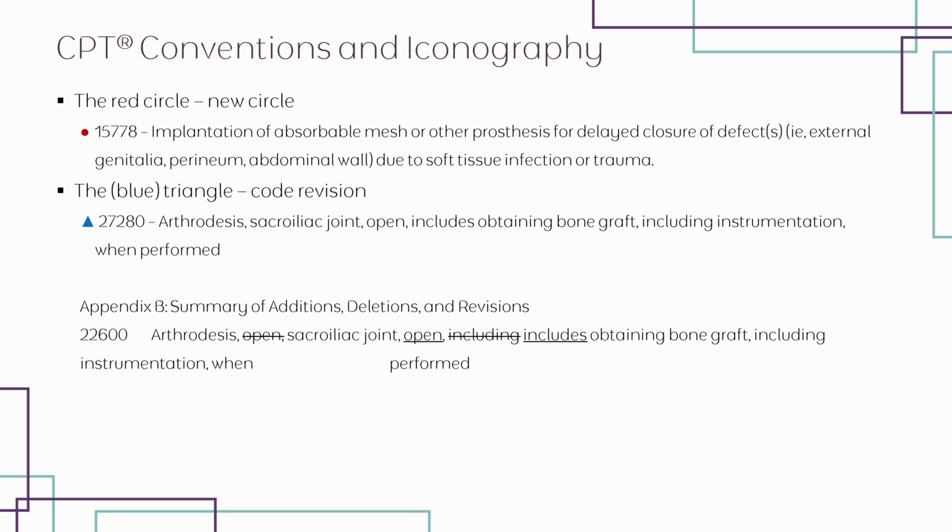You'll notice this symbol when you look at code 27280 in your CPT codebook. While the triangle lets you know that a revision has occurred, it does not show you exactly what was changed directly in the main section of the book. To see the specific changes, you'll again refer to Appendix B.